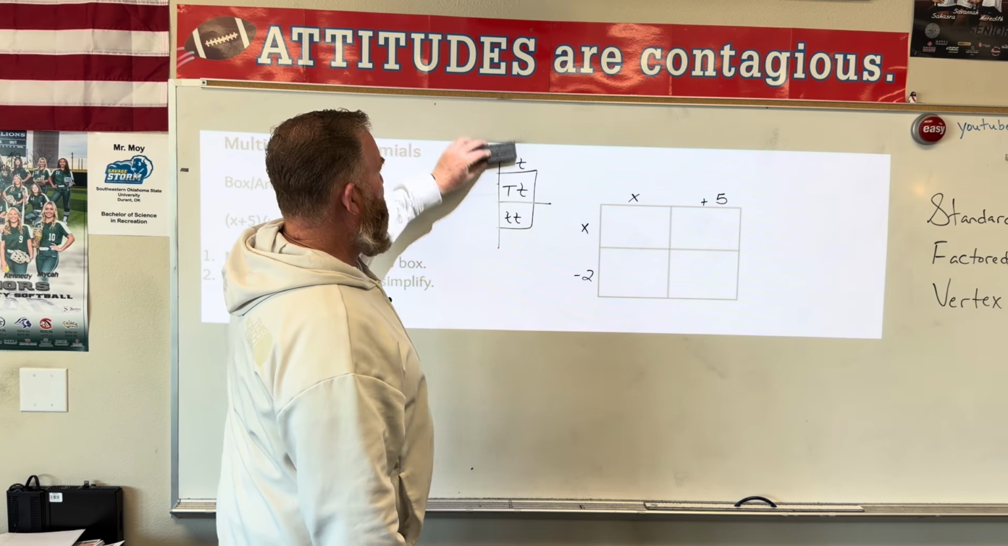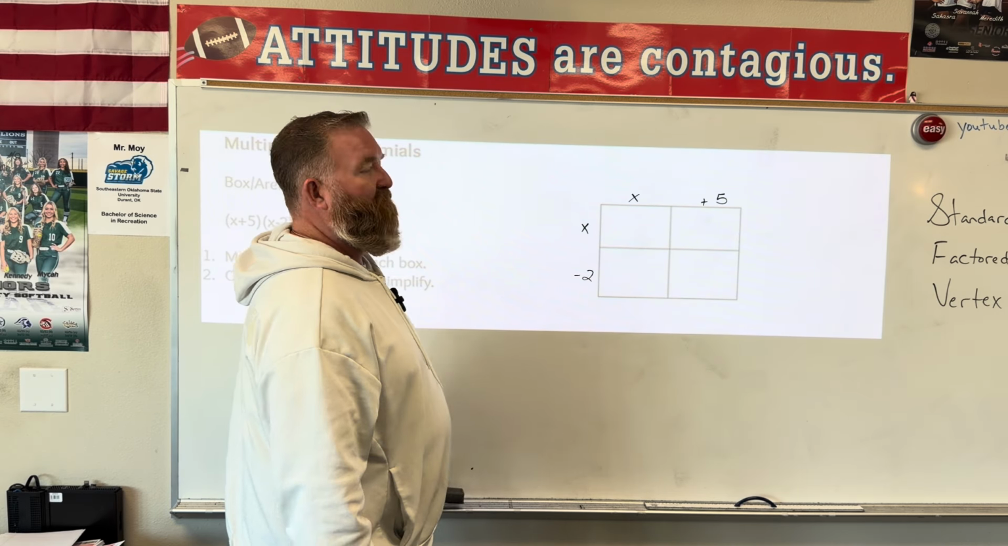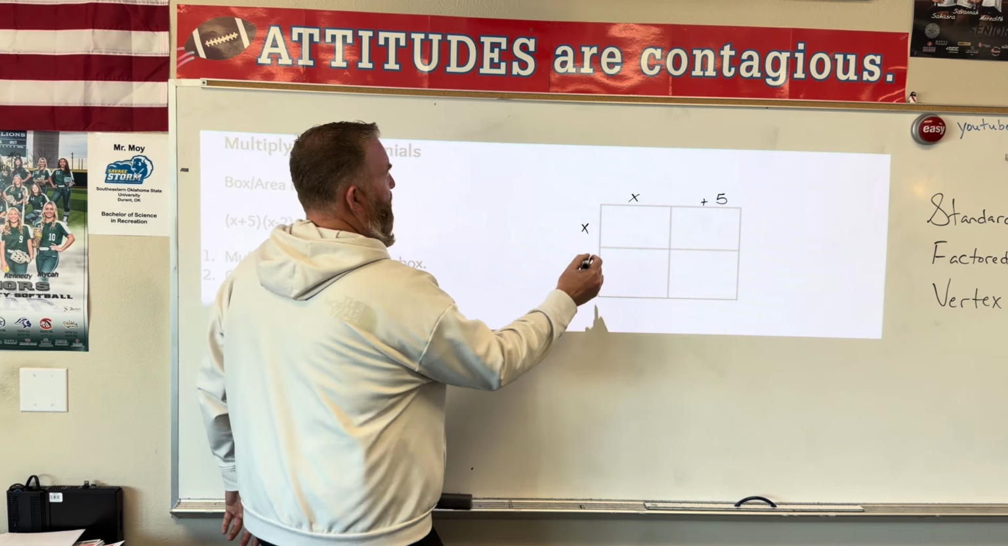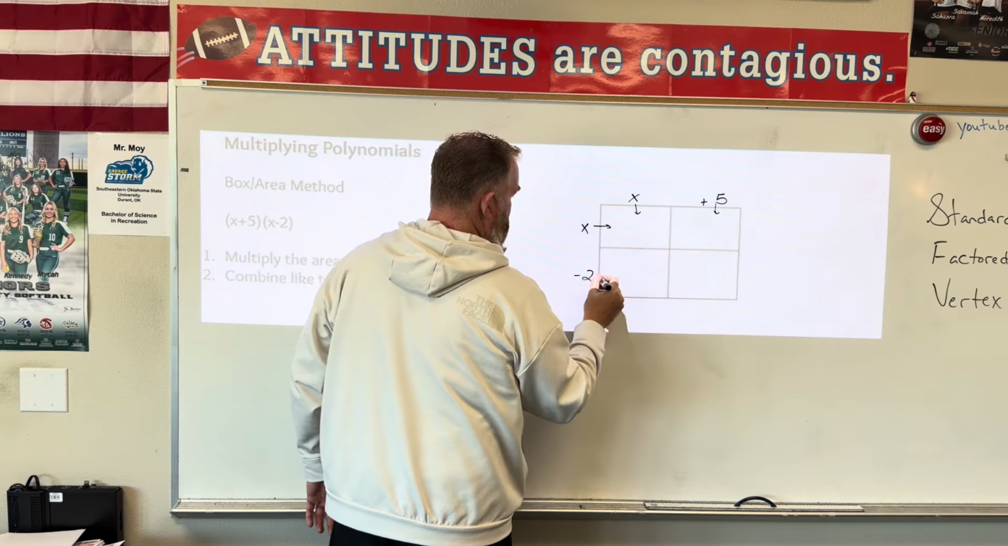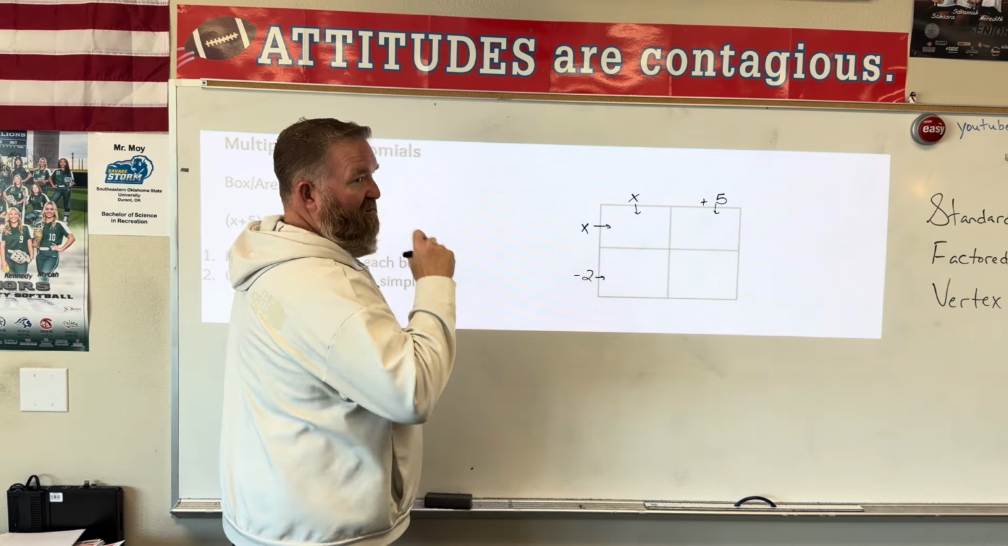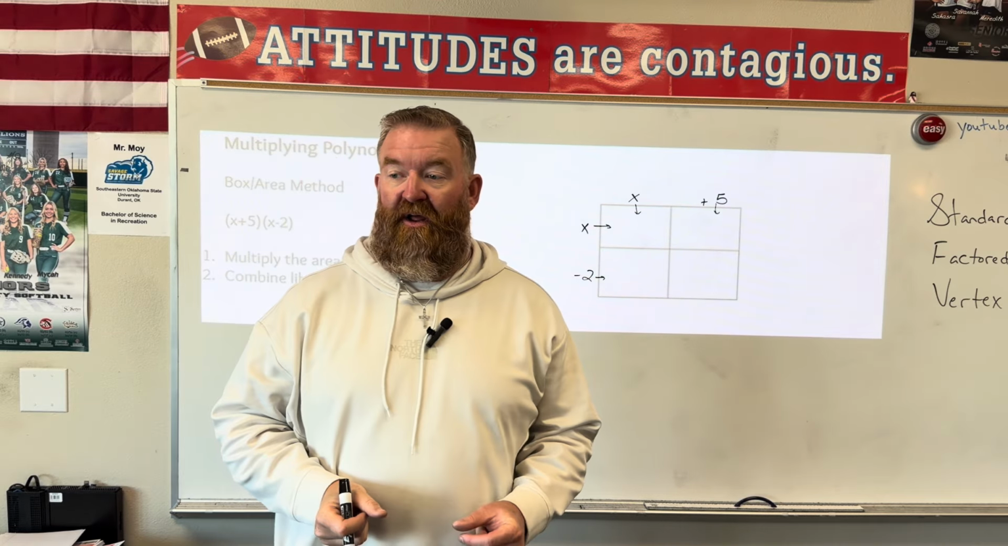So what we're going to have is x plus 5, and x minus 2. Okay, so this square goes that direction, this one goes down, this one goes over that direction, okay? So let me ask you this. Now, what am I doing? Am I adding or am I multiplying?